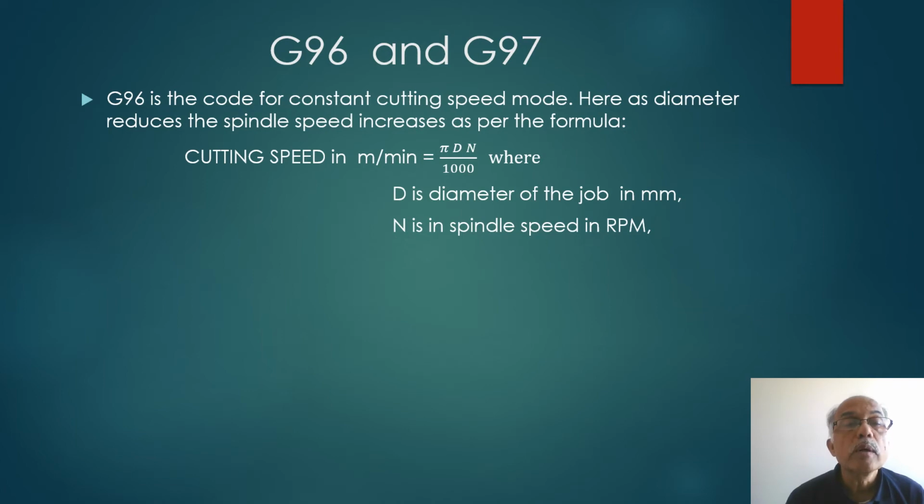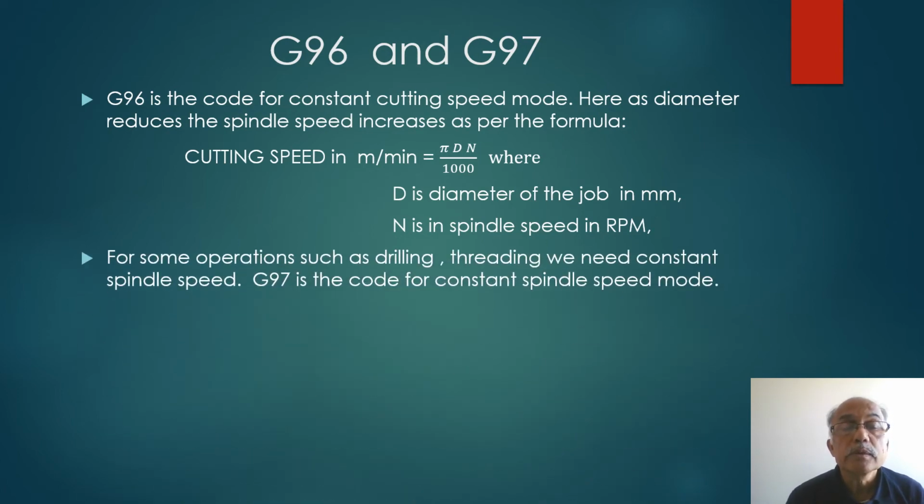So for profile turning operations or stock removal operations, we need the speed to increase as the diameter reduces. So when we use the G96 code, we have to define the cutting speed value. According to the cutting speed value, the spindle speed will increase or decrease depending upon the change in diameter of the job.